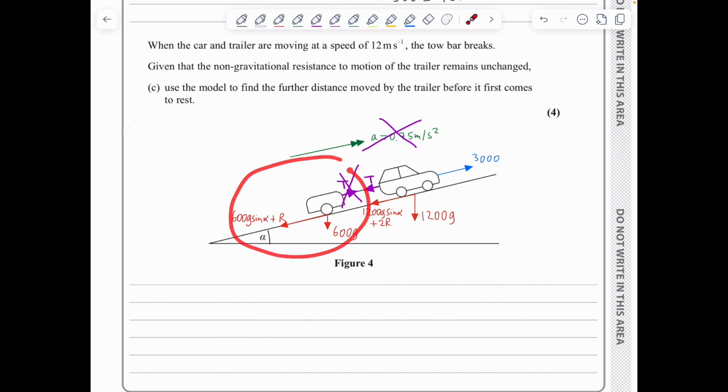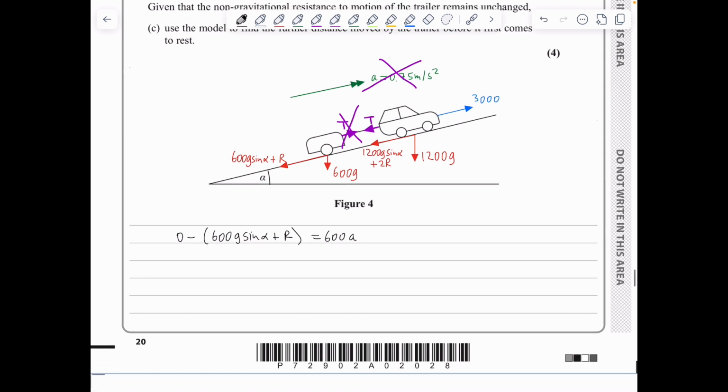We've got no forces acting upwards, it's just the forces acting downwards of 600 G sine alpha plus R. So we're doing 0 minus the 600 G sine alpha plus R is equal to mass times acceleration. So we're trying to find the new acceleration. We know that it's actually decelerating, so we expect a negative result. So we're looking at minus 600 times the 9.8 times the 1 over 12 minus R, which we know is 60, is equal to 600a, and therefore we've got minus 550 is equal to 600a. So we get a value of a of minus 11 over 12.